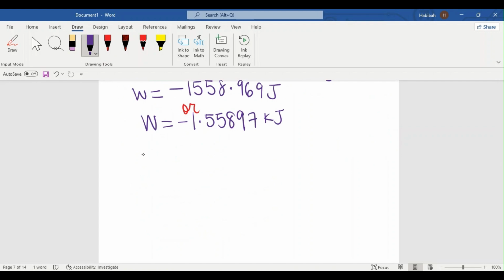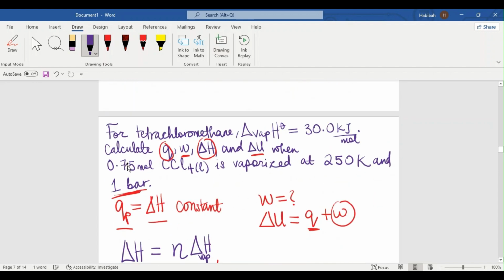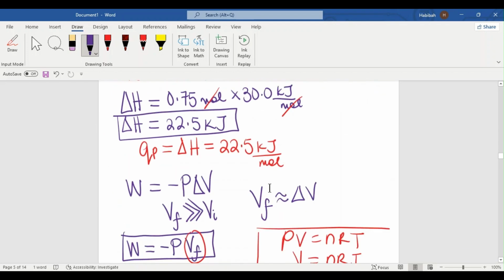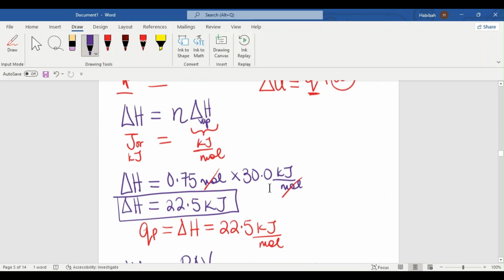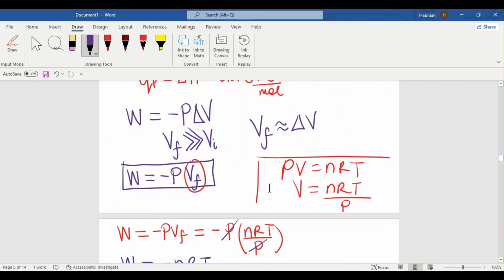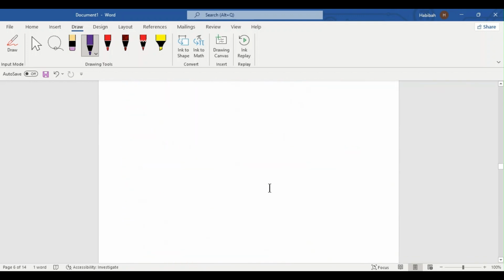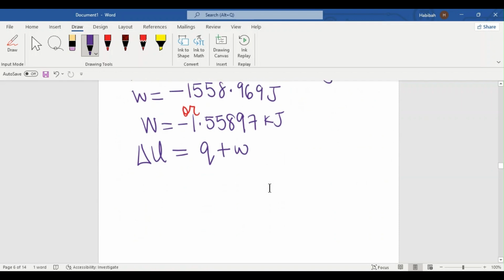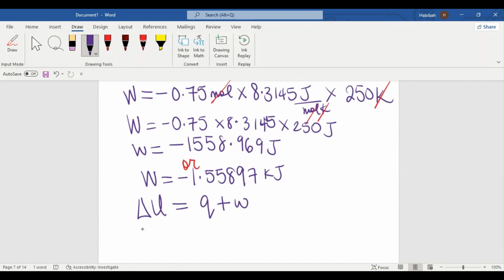Now, let's not forget that the change in internal energy, which is the last thing we're asked to solve for, is Q plus W. So going back to the question, you see that we're also asked to determine the change in internal energy. So we know that's Q plus W. We already know the value of our Q, which is simply 22.5 kilojoule per mole, as well as the value of our work. So we're just going to substitute.